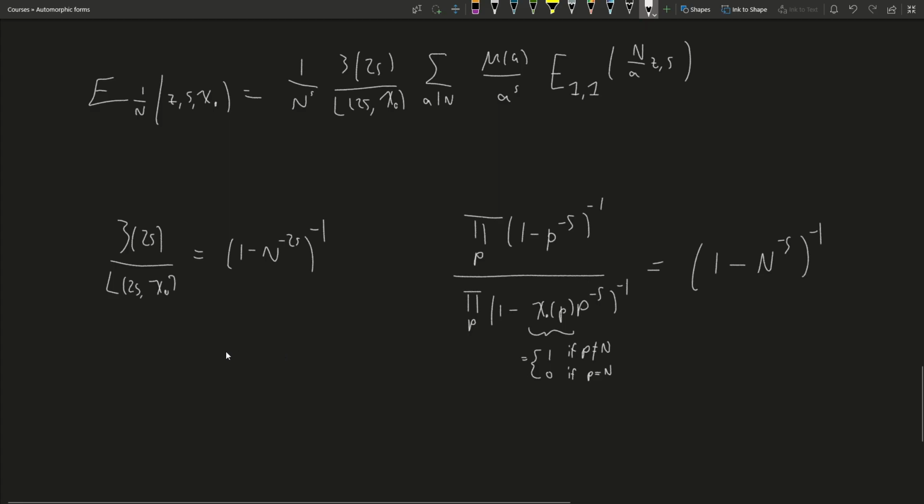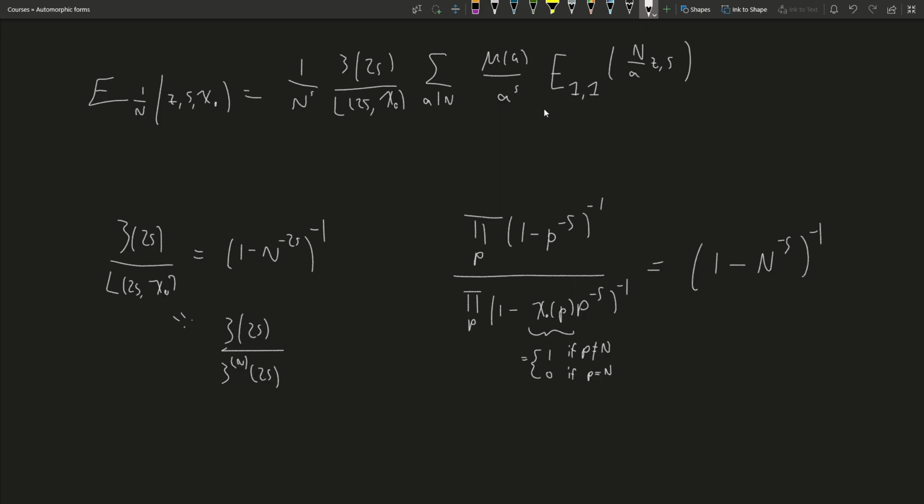Sometimes people will use the notation for the Dirichlet series with Euler product with certain factors removed. They'll write it as zeta, and then put a superscript in parentheses like this to mean you're just removing the factors in the Euler product for which p divides n. So that's just some notation that you might see.